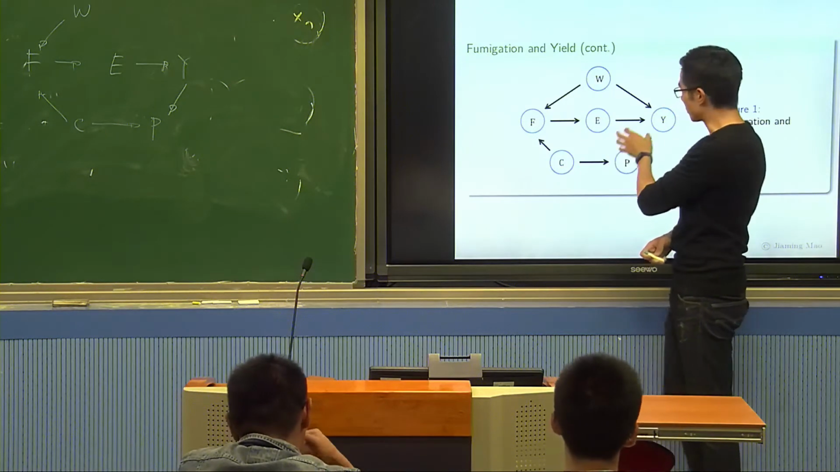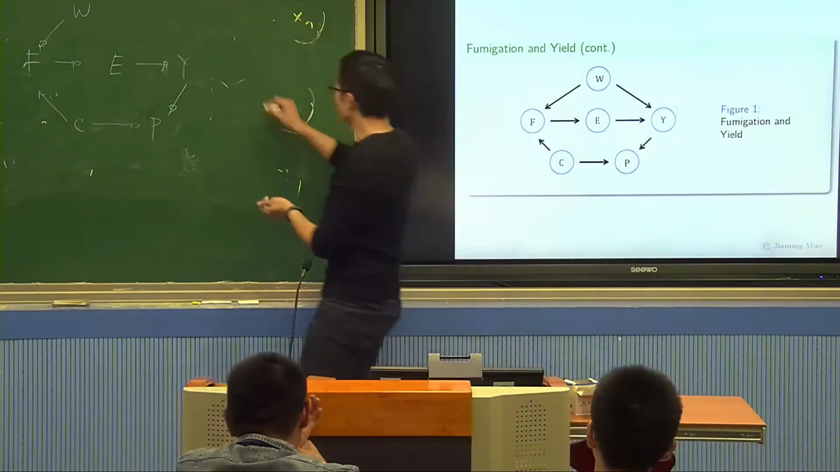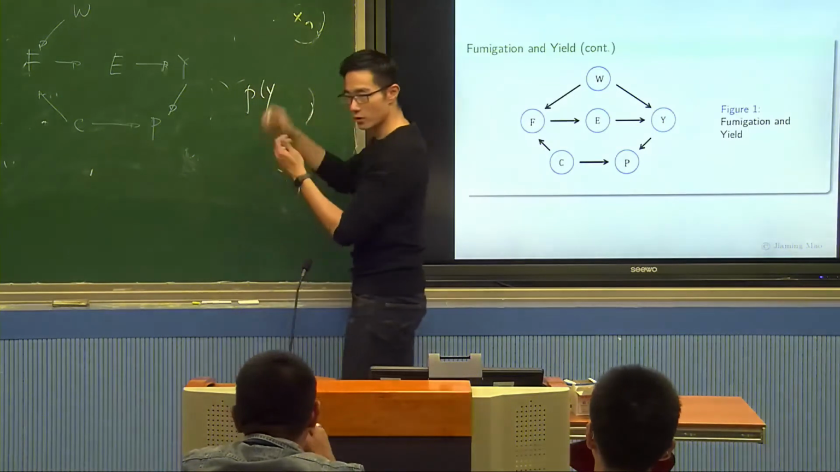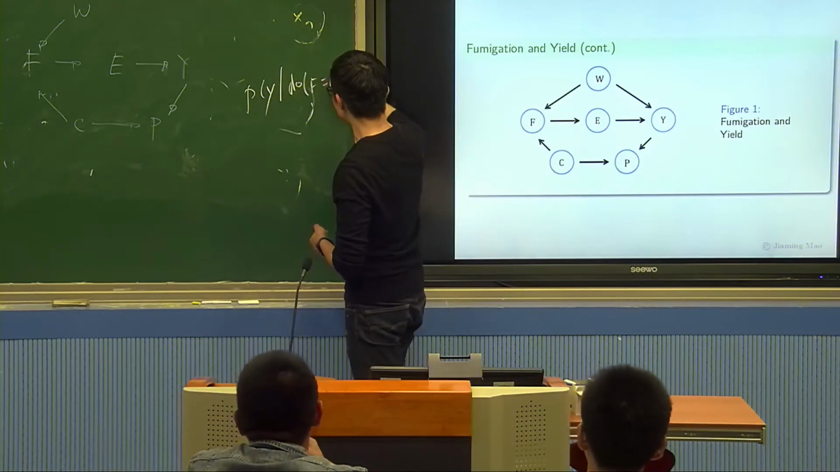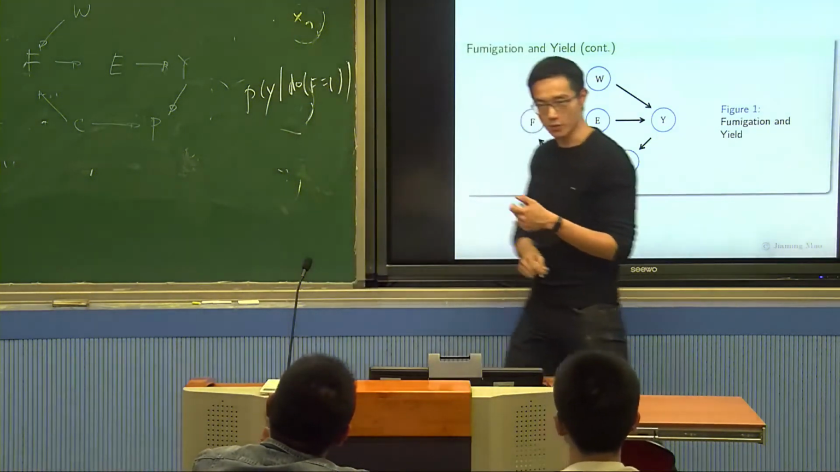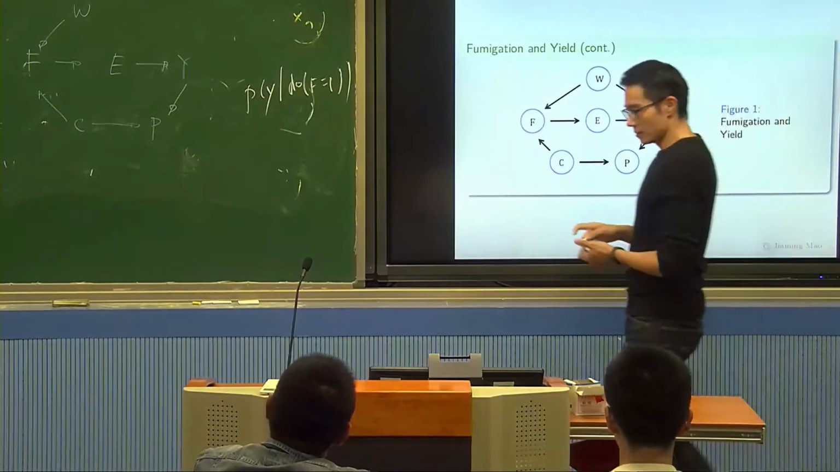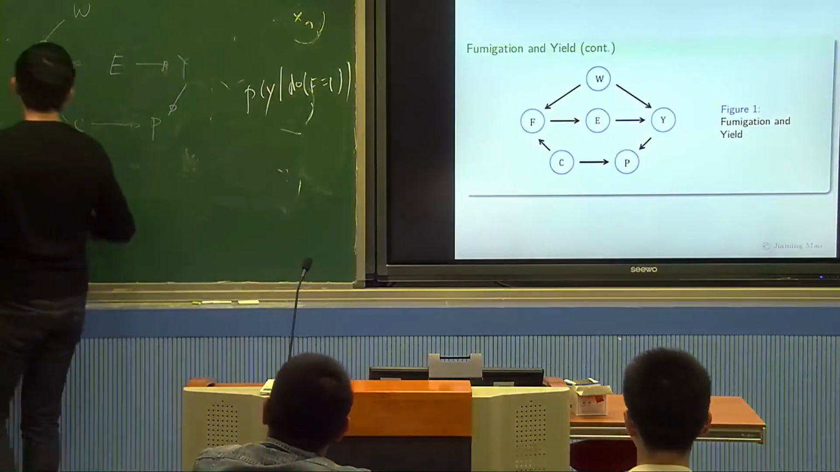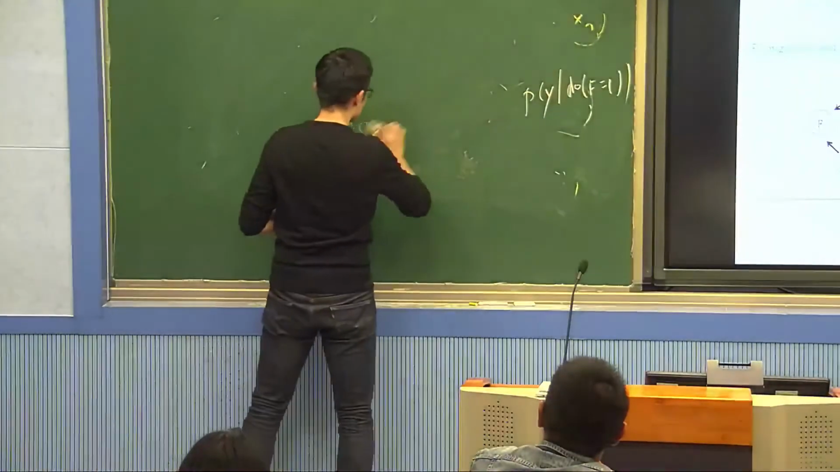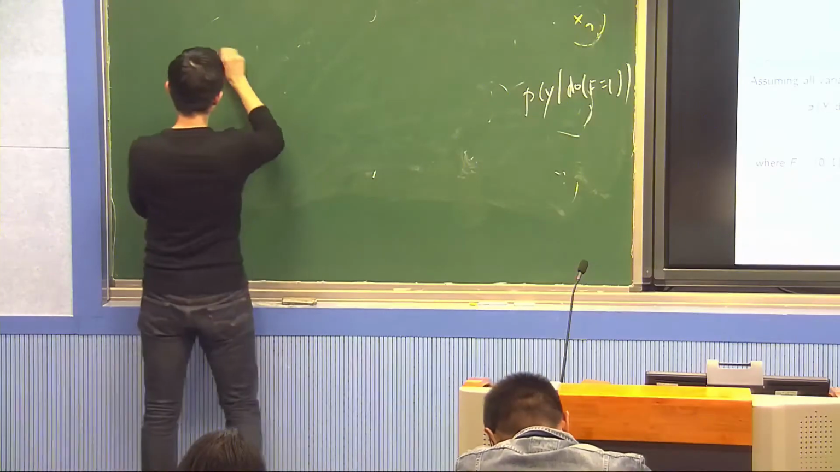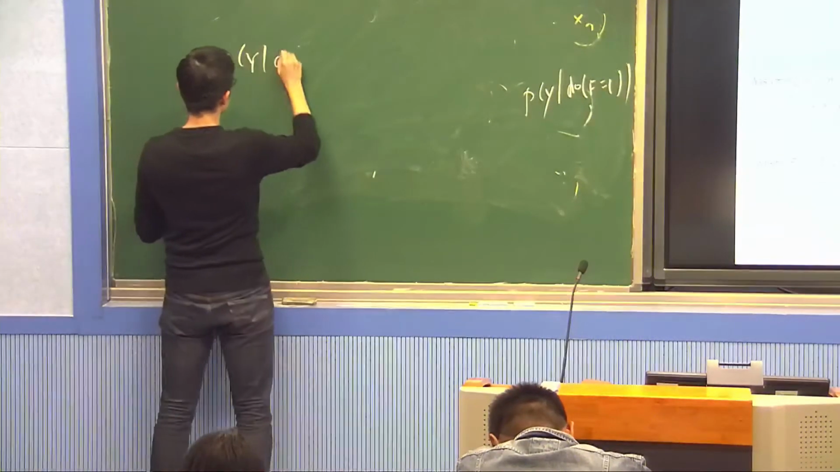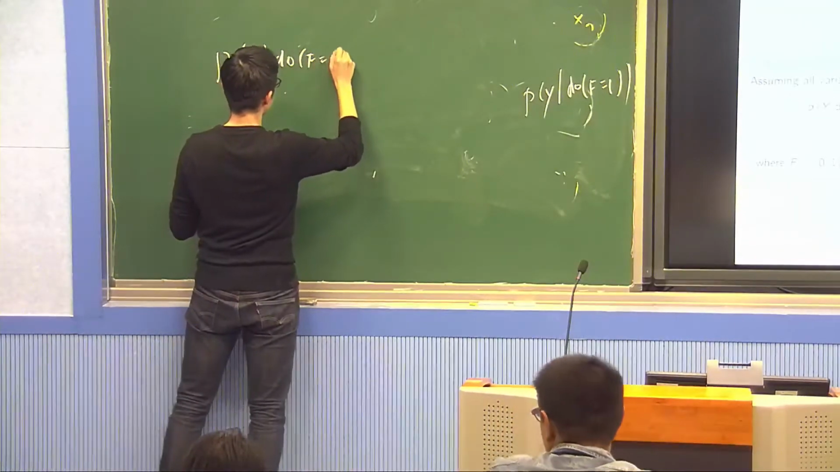So I'm interested in the probability of Y, the distribution of crop yield, conditional on do F equal to 1. This is what I'm interested in. Okay? Now from the graph, you should be able to write directly the probability of Y conditional on do F equal to 1.